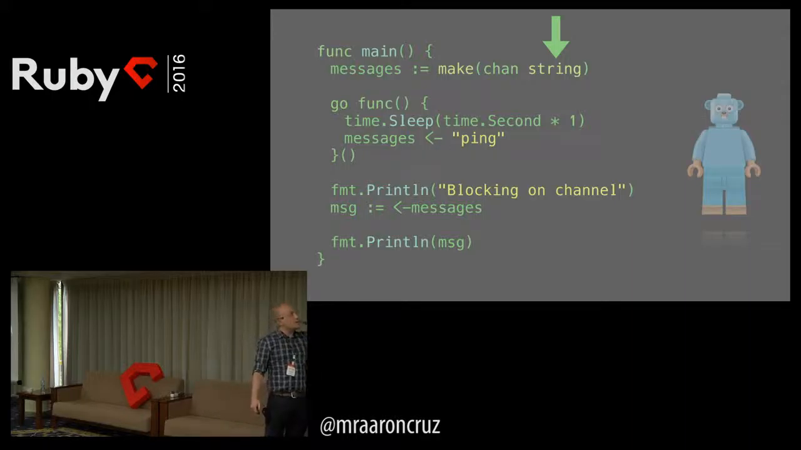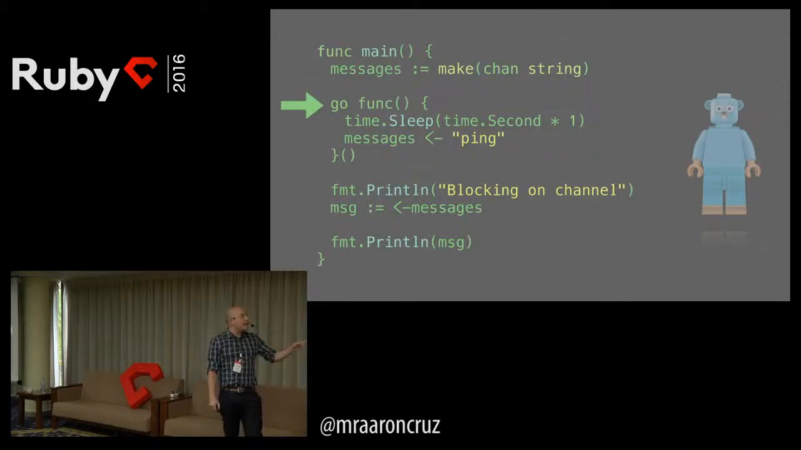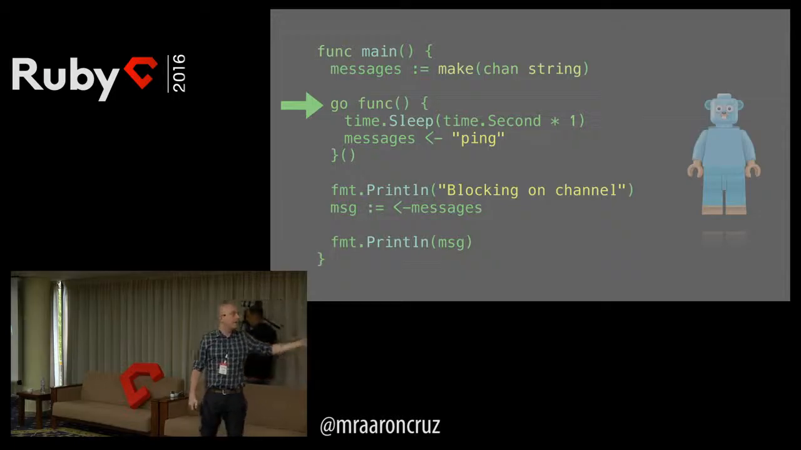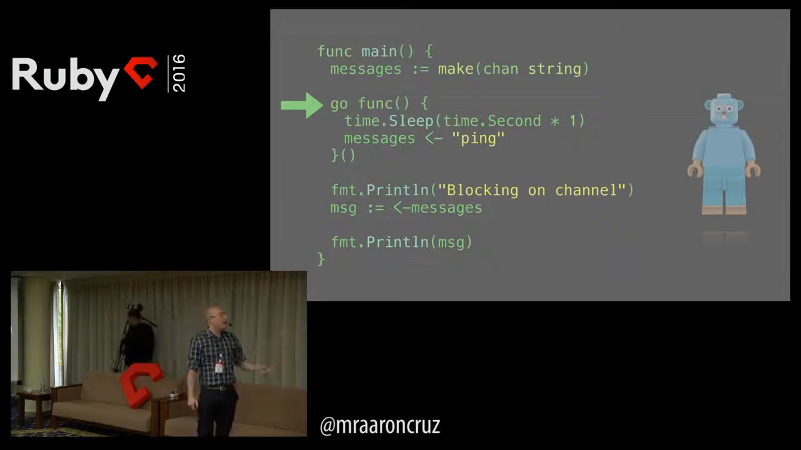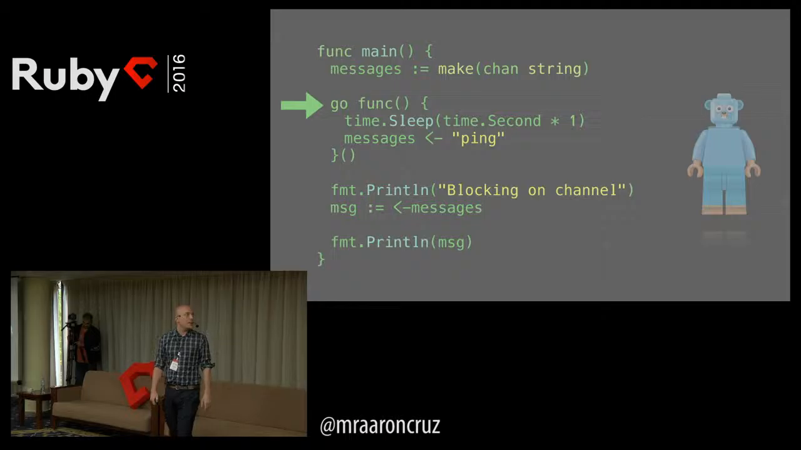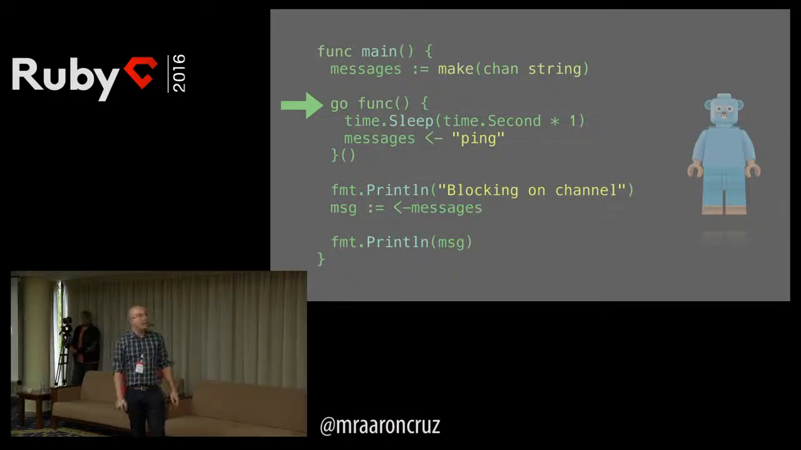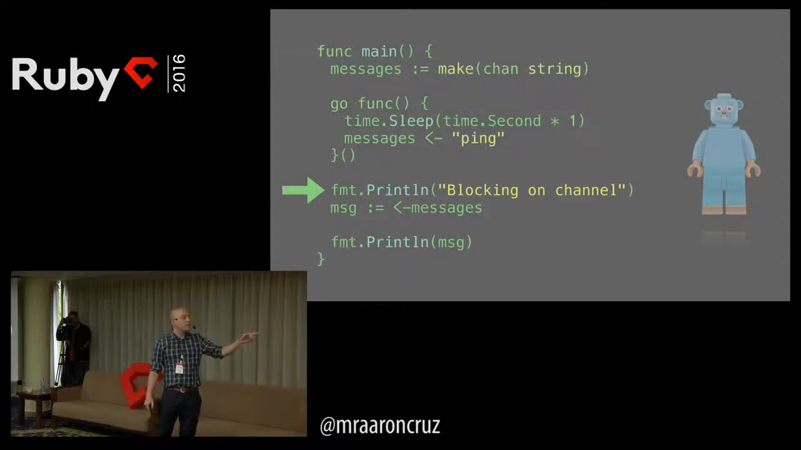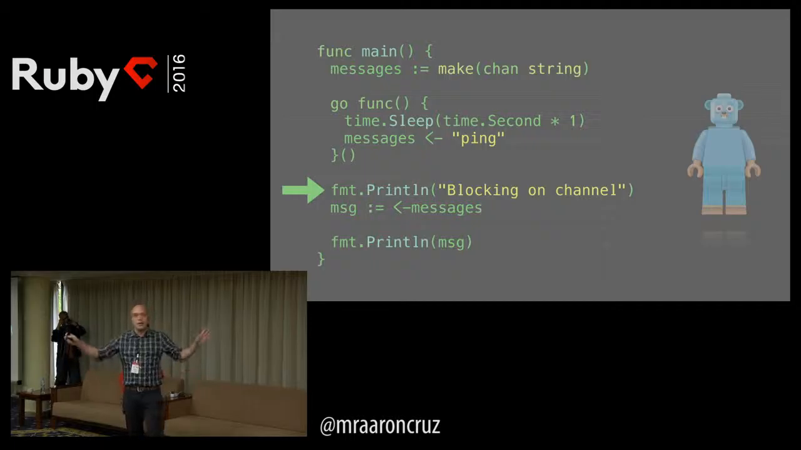We have a messages channel that we're creating. We're running this function in the background. That's what Go means. It says, run this in the background right now. It's sleeping for 1 second. Super exciting stuff. Then we send a string back through the message. So what will happen is this code will run before this ping comes through. And that's the big wow moment for this code.